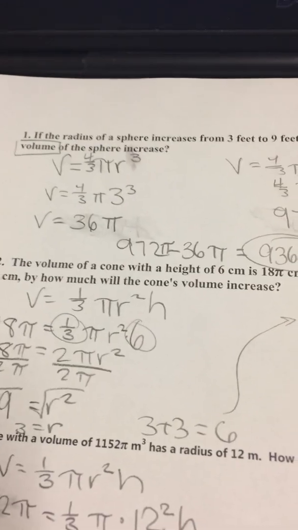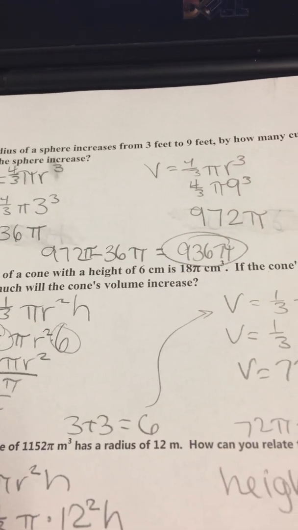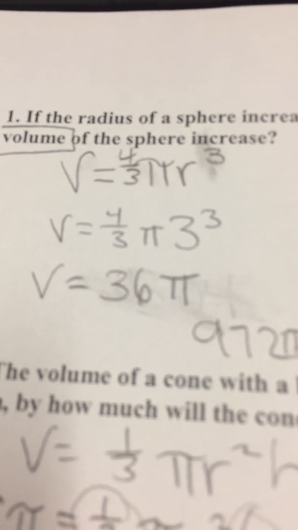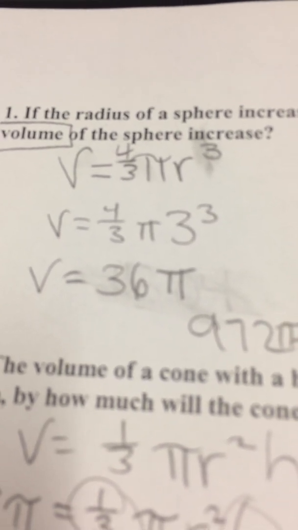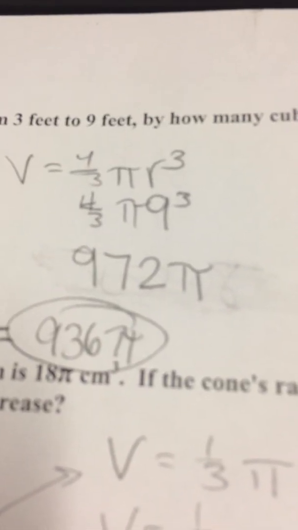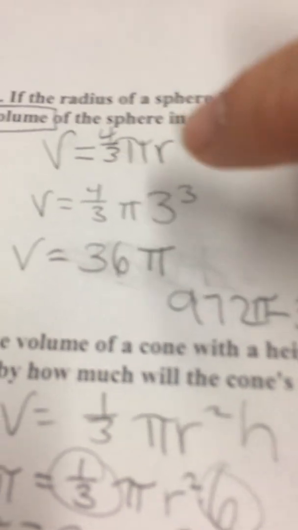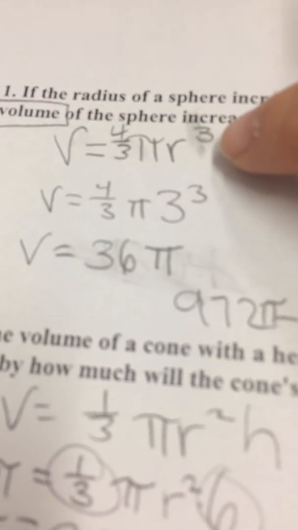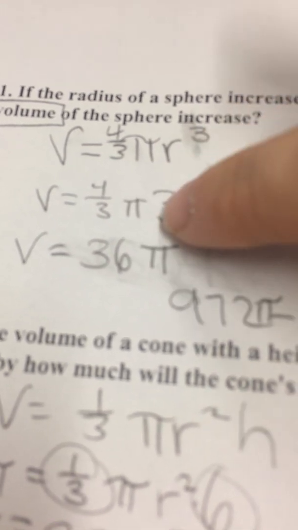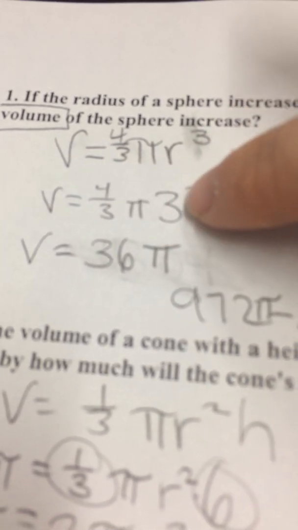So number 1, if the radius of a sphere increased from 3 feet to 9 feet, by how many cubic feet will the volume of the sphere increase? So you're going to want to do this twice. You're going to want to do it once with the radius being 3, and once with the radius being 9. So when you look at this, your volume formula is 4/3 pi r cubed. The radius was 3 this time, and then you're going to cube it.